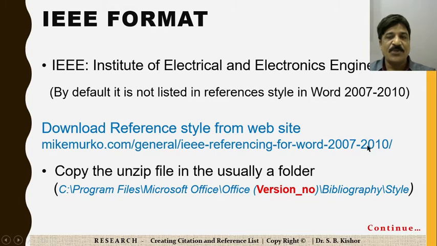Okay, and now what you need to do is unzip this particular file and copy that file into this folder. Remember, this is your version number. It may be 2007 or it may be 2010. Okay, so you need to copy this file into this particular folder. Only then will this IEEE style be listed in your style references.